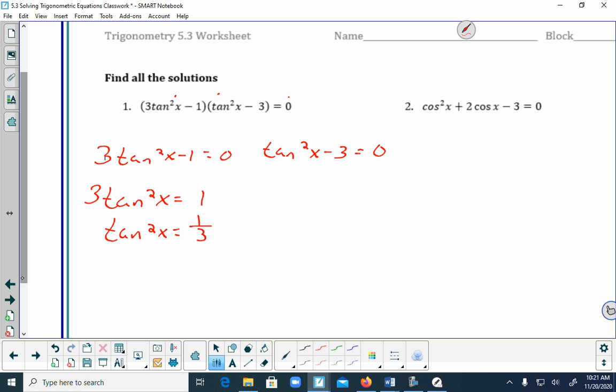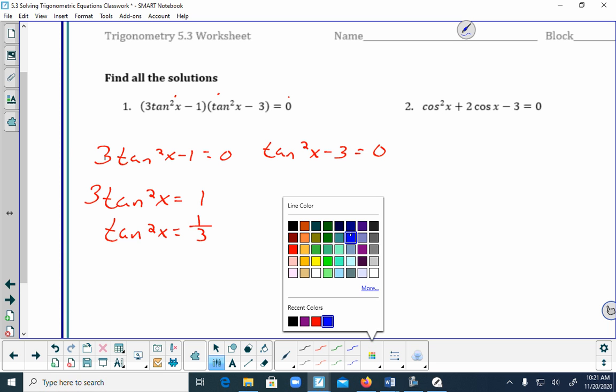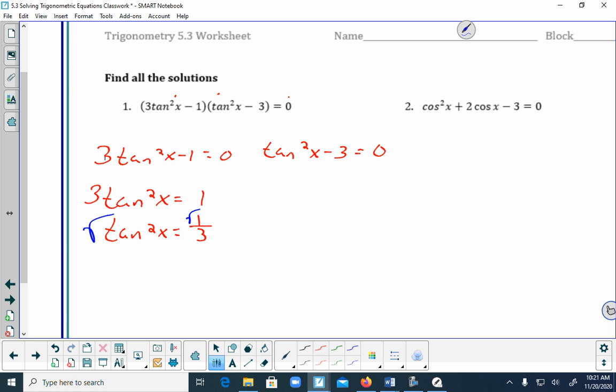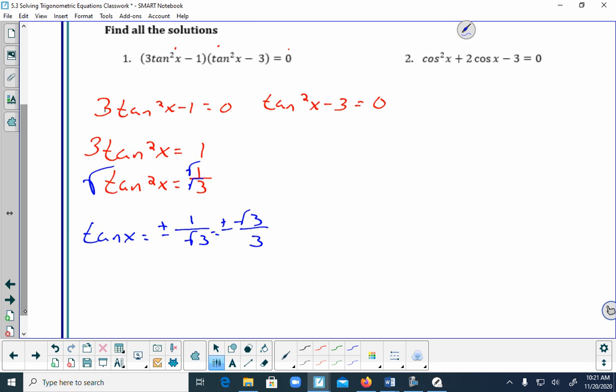Now I'm going to take the square root, and when I take the square root of the numerator, take the square root of the denominator, so you're going to have tangent of x. Square root of 1 is 1. Square root of 3 is the square root of 3. Since I took the square root, I was either going to be positive or negative, so I'm going to write plus or minus. And if I wanted to rationalize, this would end up being plus or minus the square root of 3 over 3. So then I'm asking myself, when is a tangent equal to plus or minus the square root of 3 over 3?